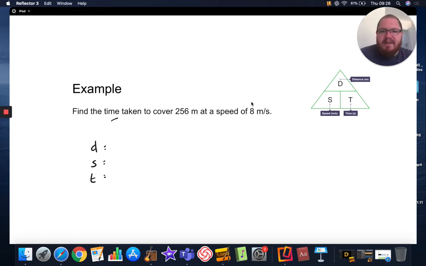Do we know our distance? Yes, we do. It's right there, 256, because it's meters. Do we know our speed? Yes, we do, because it's meters per second, and that is 8. Do we know our time? No, we don't. We don't know our time, question mark. I'm going to put my finger now, so I'm looking for time, which is going to equal something.